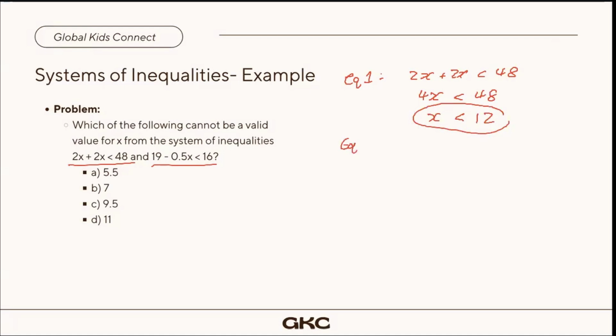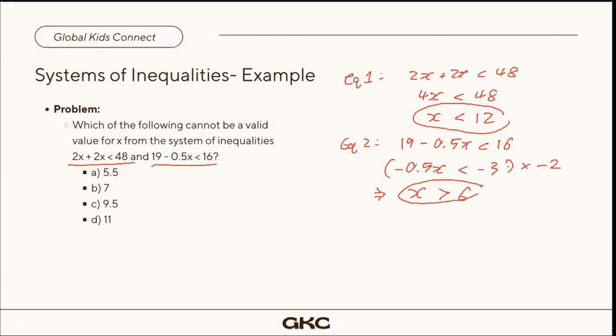We can simplify the second inequality as well. So we have this equation. We'll keep the x on the left side and move all the constants to the right so that we get negative 3 on the right side. And then here we will multiply each side by negative 2 in order to get rid of the negative 0.5 on the left side. Because we multiplied by a negative value, we flip the sign of the inequality so that we get x greater than 6. And so this is our second inequality.